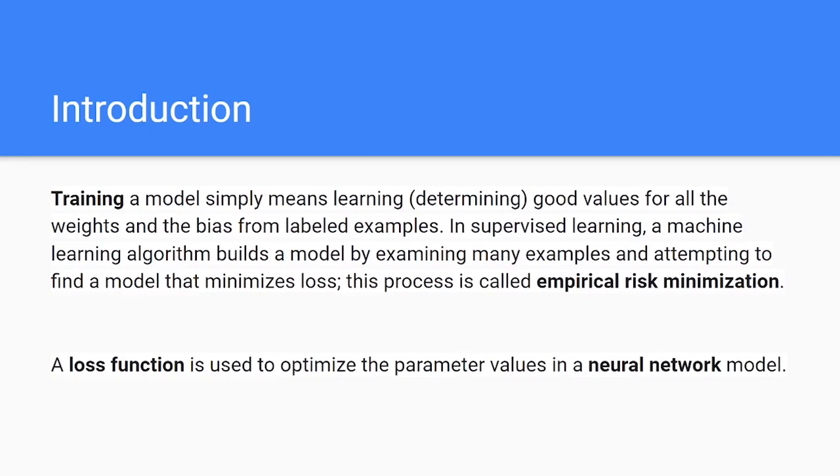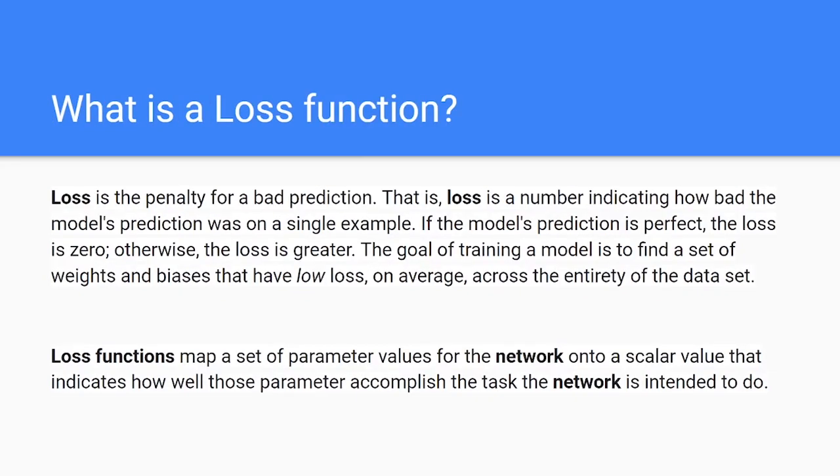These are the functions that we calculate depending on the output of the model during each cycle. So what does this mean? Loss is a number, an indication of how badly the model predicted on a single example. That is, if the model is perfect and can predict with no error, then the loss will be zero. Else the loss will be higher. Hence the main goal of training the model is to get a set of weights and biases that minimize the loss, so that we have a low loss on average across the entirety of the dataset.